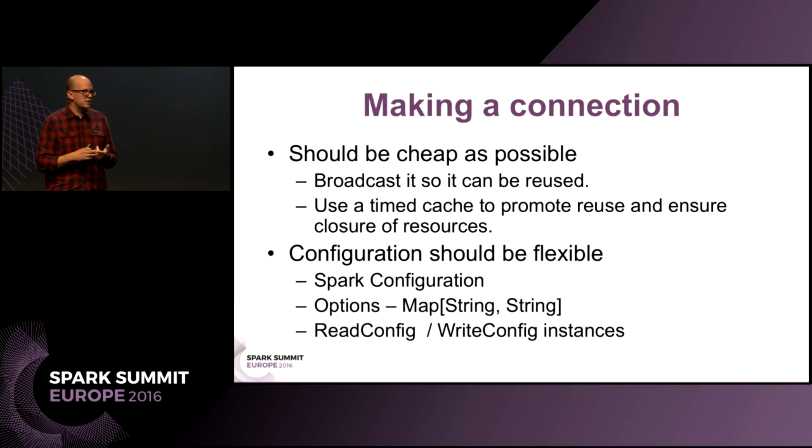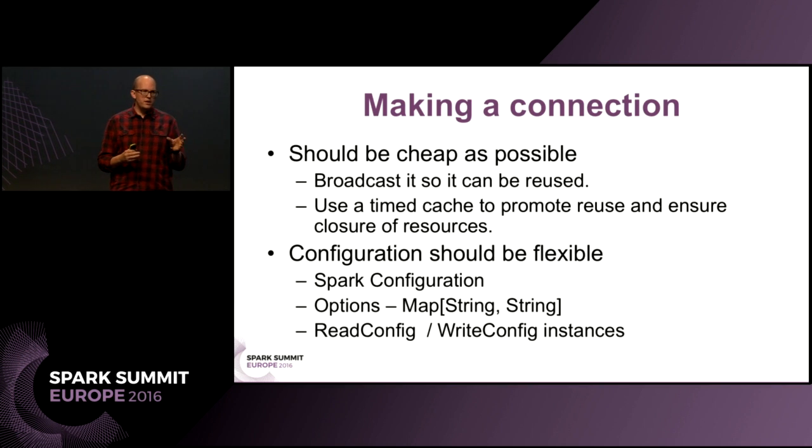The configuration should be as flexible as possible. When I initially started, I looked at other connectors, and they were using Spark configuration, which I thought was fine. I'll go ahead and use that. And then later on, when I did DataFrame support, I realized that they had options, which is a map of string. So I was like, okay, that's a different way of connecting. And then in our beta program, when people were running it on Databricks notebooks, which are fantastic, you don't get the Spark configuration at all. So I realized you can't rely on that.